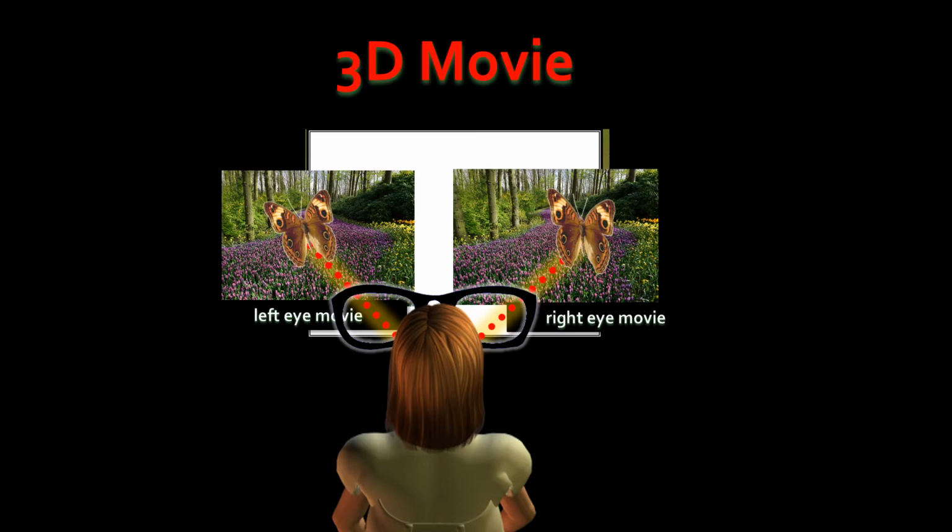The special glasses you wear allow your left eye to see only the left filmed movie and your right eye to see only the right filmed movie. Your brain uses this disparity to create a 3D experience from both flat movie images.